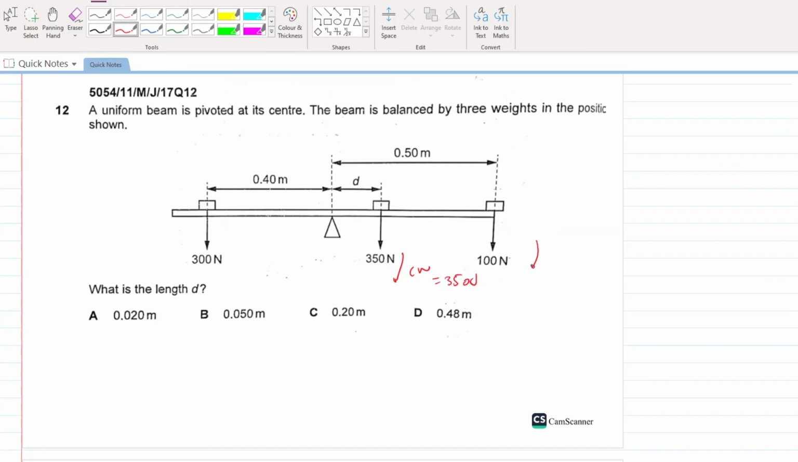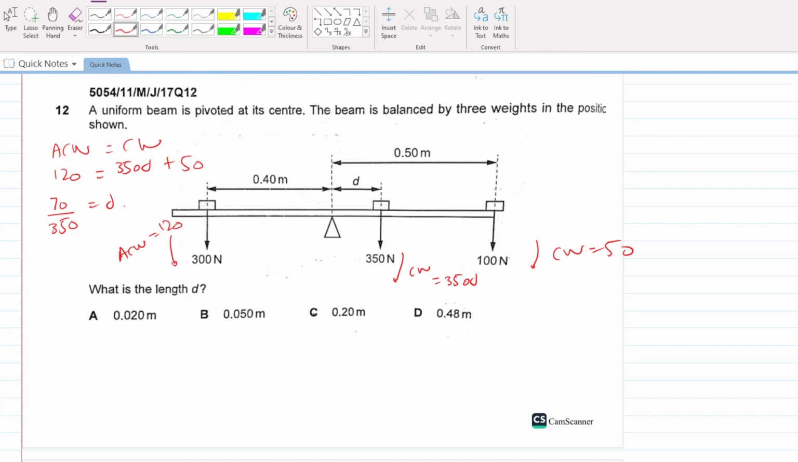This 100 Newton is also causing a moment of clockwise nature. 100 into 0.5, this becomes 50. This clockwise is 50. And this is an anti-clockwise moment. 300 into 0.4 comes out to be 120. So what will we say? Anti-clockwise moments is equal to clockwise moments. 120 is equal to 350 D plus 50. Let's take it to the other side. 70 divided by 350 is equal to your D, and 70 divided by 350 will give you an answer of 0.2.